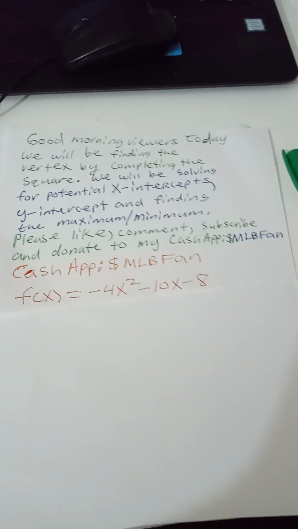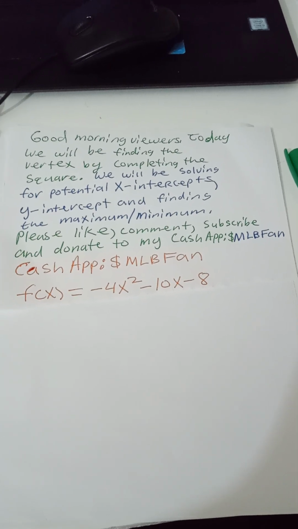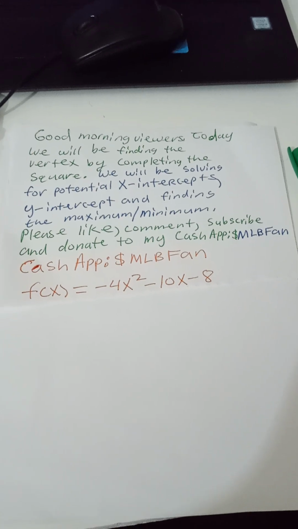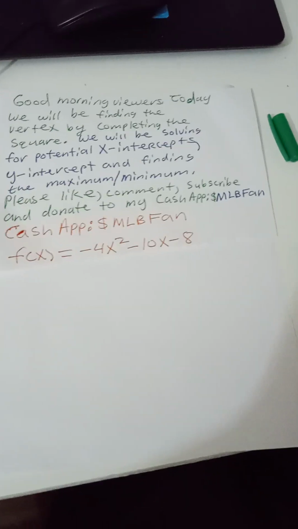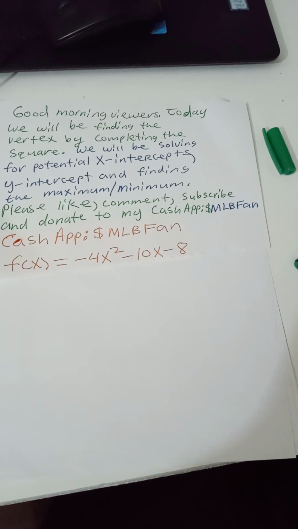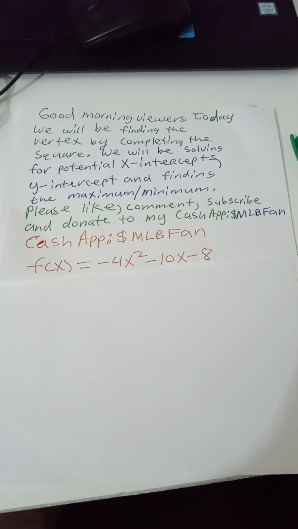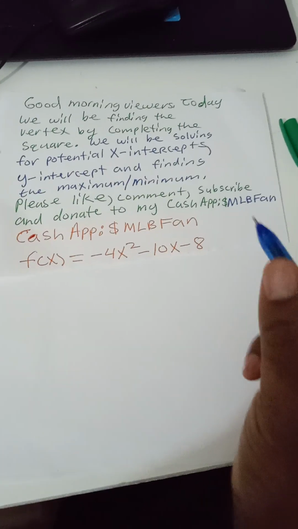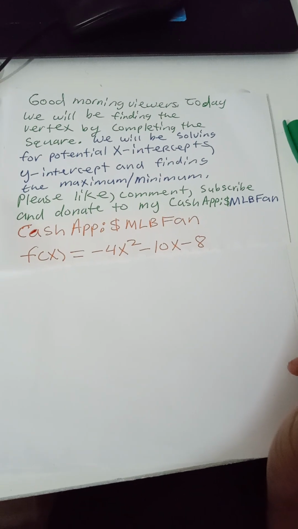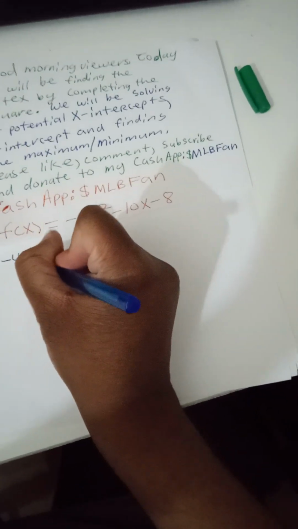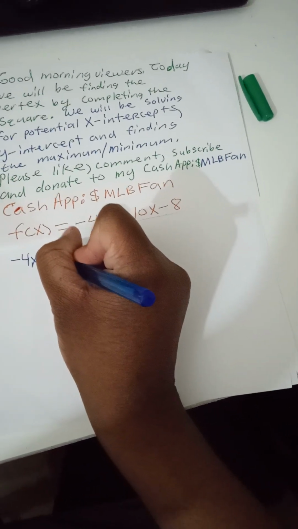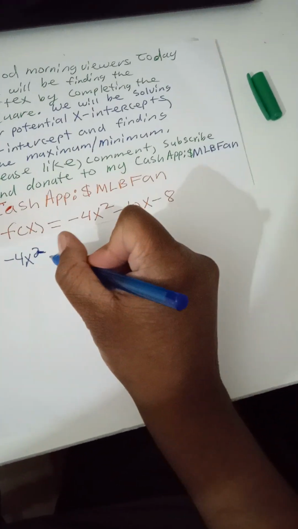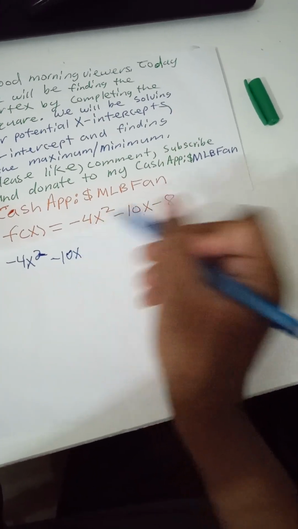Here we see f of x is equal to negative 4x squared minus 10x minus 8. So in order to find the vertex, in this case, we must set the equation equal to 0 and then place the equation towards the end in vertex form. So negative 4x squared minus 10x minus 8 is equal to 0.